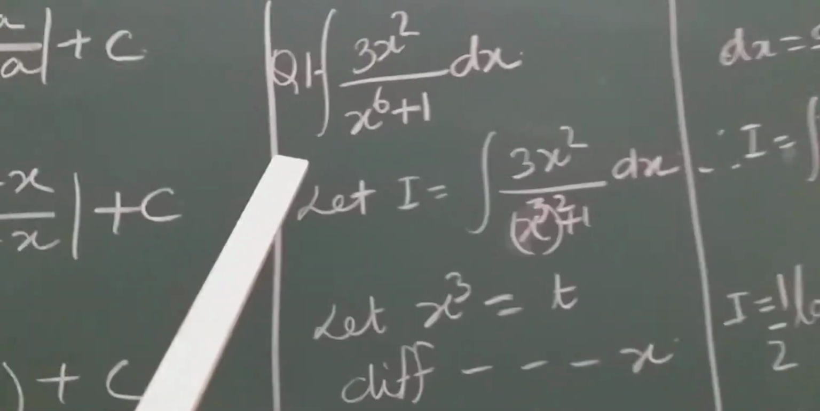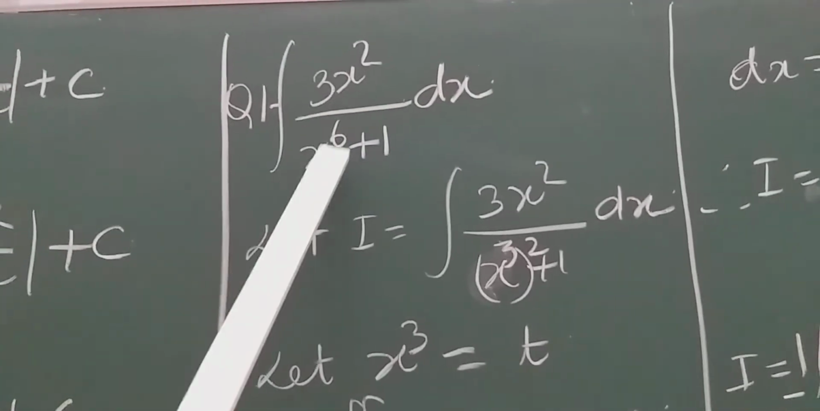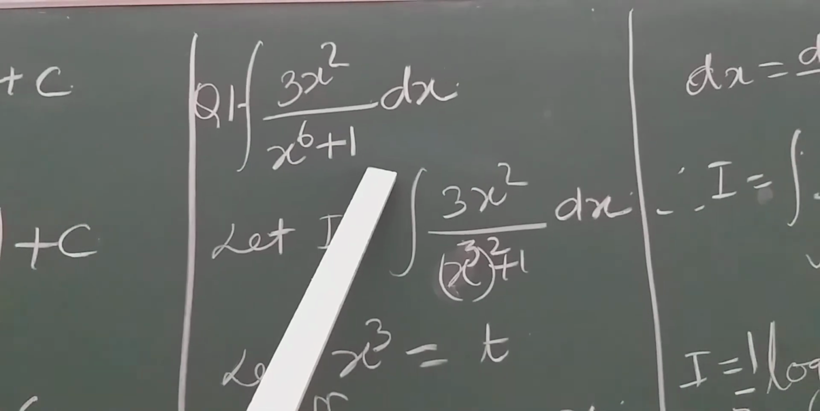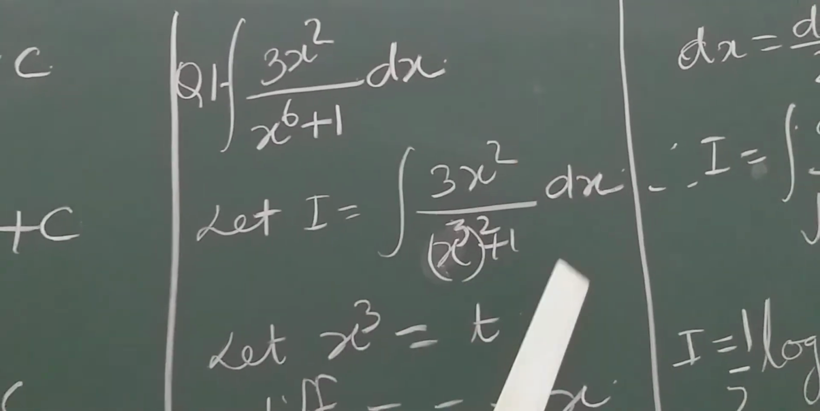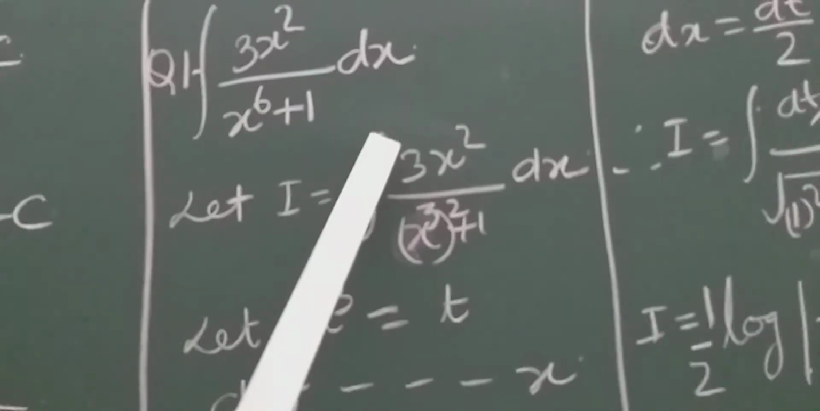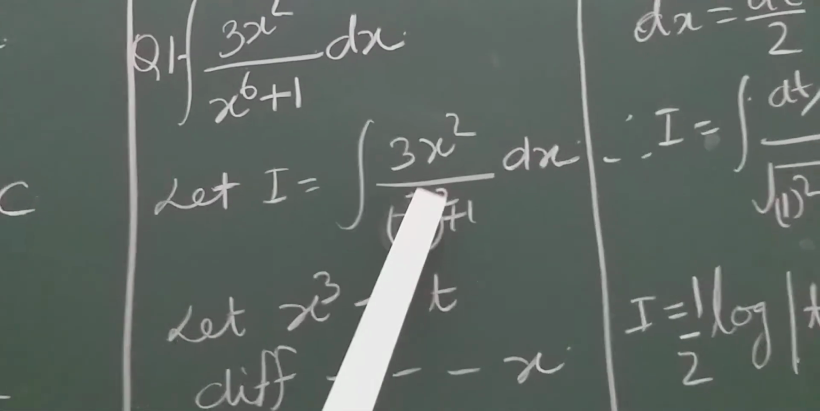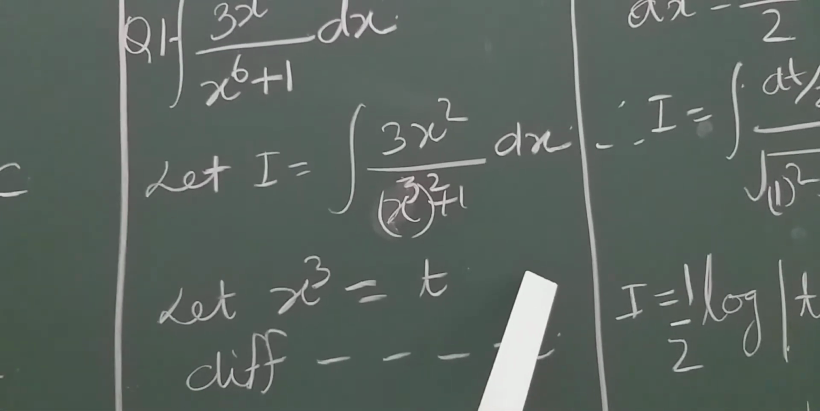First question is, we have to find the integration of 3x square upon x to the power 6 plus 1 with respect to x. So let I equal integral of 3x square, and x to the power 6 can be written as (x cube) square, plus 1, dx.